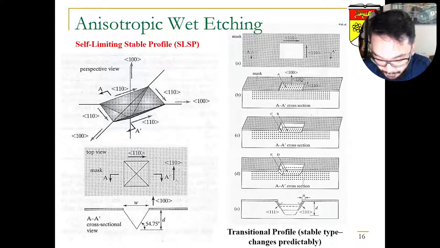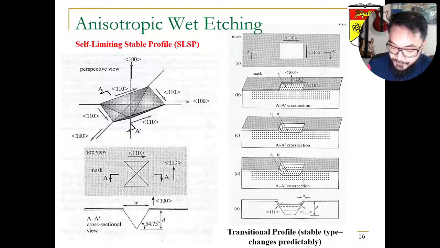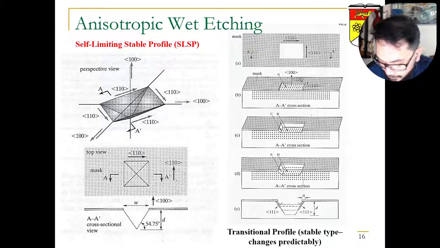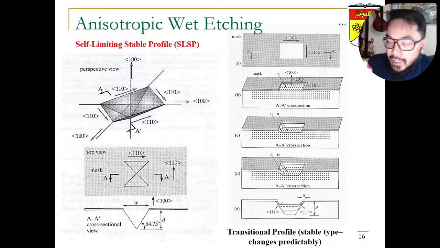Okay. Now, I think we stopped at this part last time, right? So I'm going to continue here, talking about the evolution of anisotropic wet etching. This is the analysis that we need to look into in order to know what the etch profile is, for us to know how long the etching must be carried out, and to anticipate the result from the etching process. We need to be able to predict how the product of the etching will turn out to be.